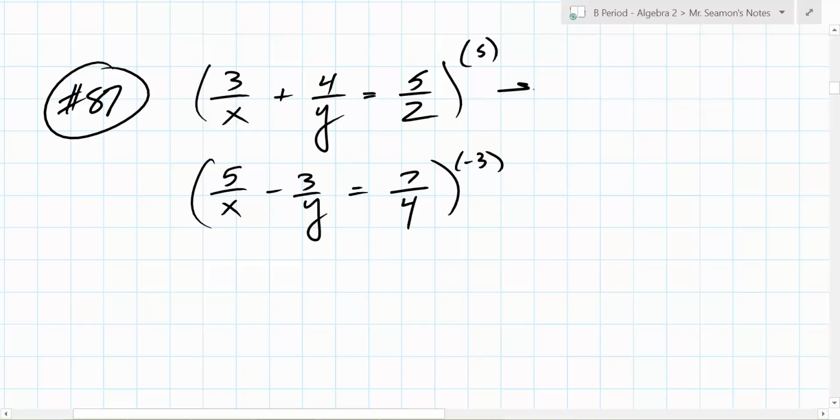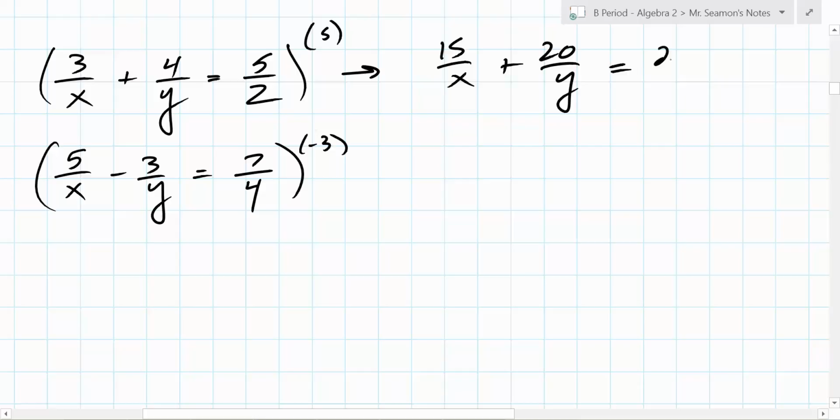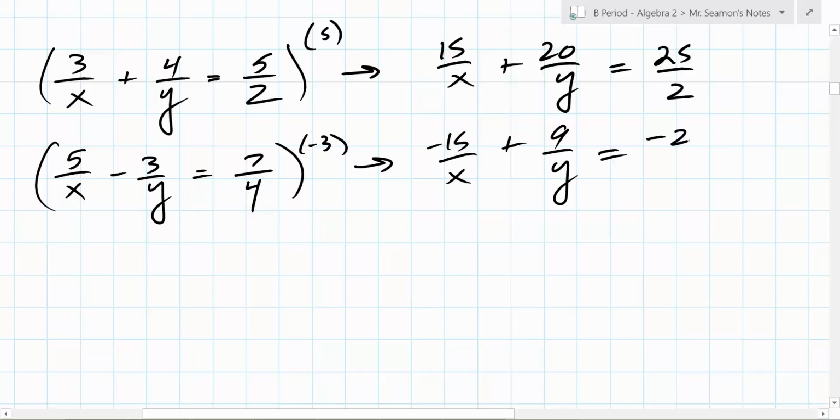So if I multiply by 5 and negative 3, can someone tell me what the top becomes if I multiply by 5? Noah? 15 over x plus 20 over y. Yep. Equals, no, not 25 over 2. And someone else, can someone else tell me what the bottom becomes? Hannah, what's the bottom become? Negative 15 over x plus 9 over y equals negative 20 over. Correct.